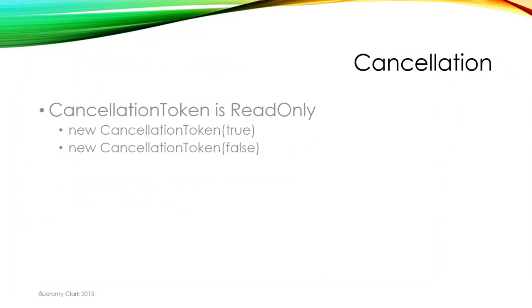So today we saw the basics of cancellation when dealing with asynchronous methods. We saw that the cancellation token is read-only. Now we can specify the state of the cancellation token when we create it, but we're not allowed to change it afterwards. Now this obviously doesn't fit most of our needs, so it's kind of a challenge that first time you run into this to figure out what you're supposed to do.